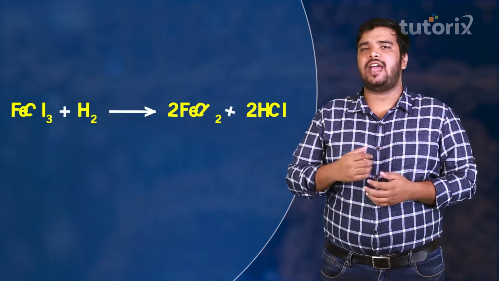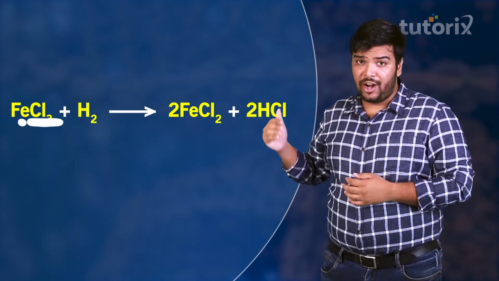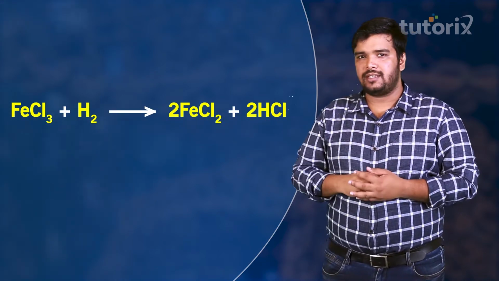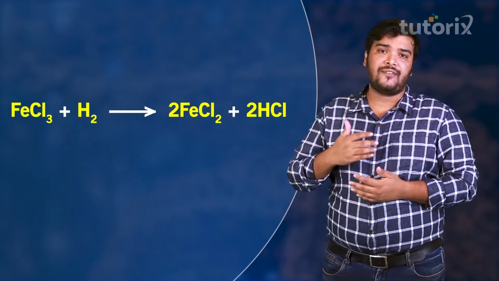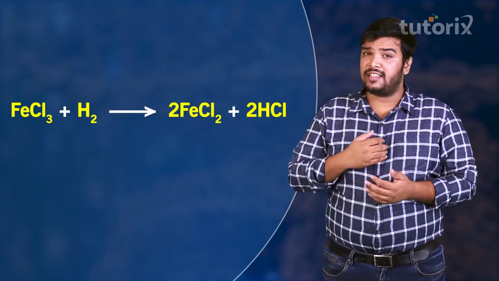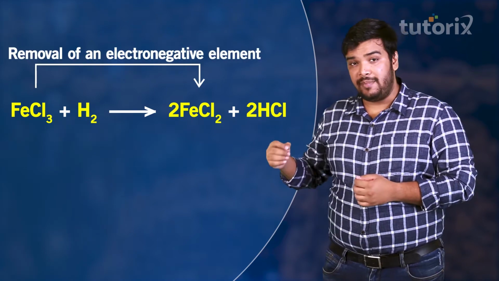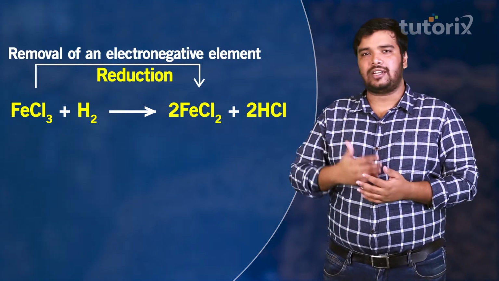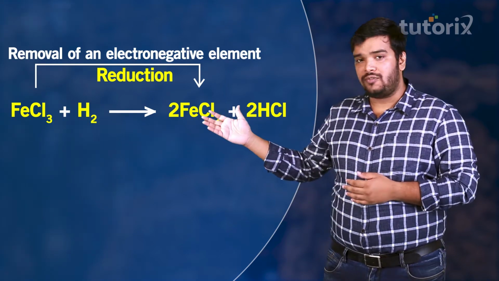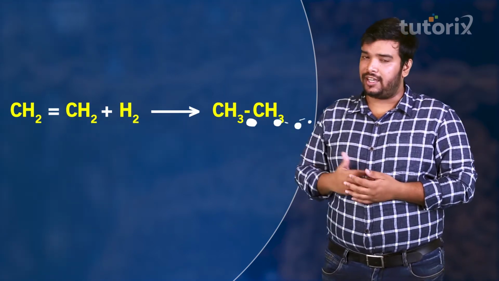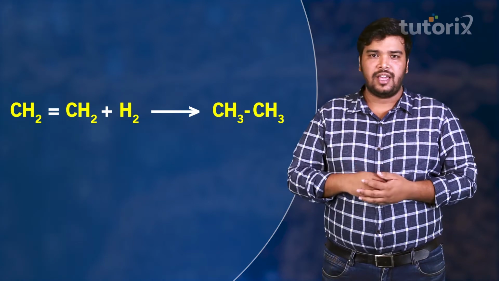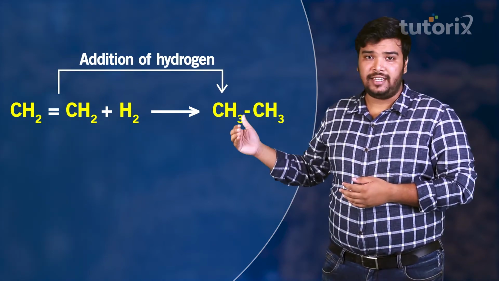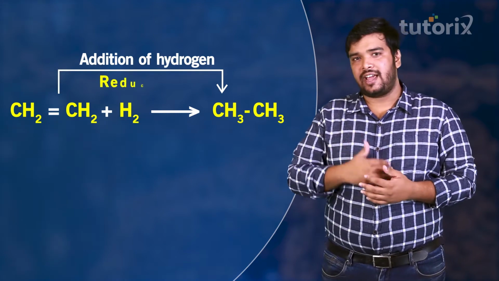Now here we have FeCl3 reacting with hydrogen to form FeCl2 plus HCl. Now if you notice, the chlorine is being removed from FeCl3. Now since this is removal of electronegative element, this is a reduction reaction. Now let's look at one more reaction, that is reaction of ethene with hydrogen to form ethane. Now if you notice, here also there is an addition of hydrogen to alkene, and this is a reduction reaction.